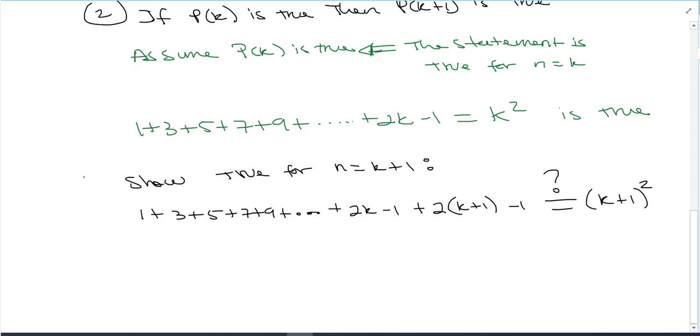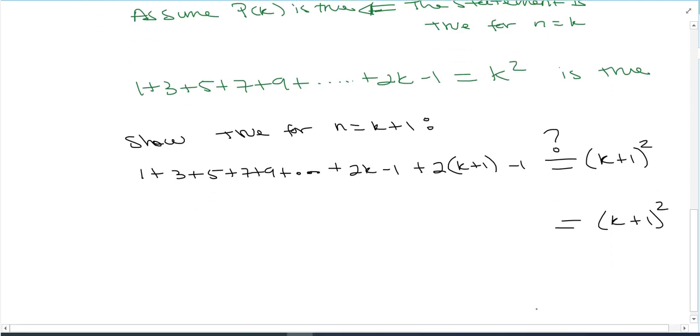With proofs by induction like this, always stay working on just one side and show that it equals the other. This isn't an equation, so don't move terms from one side to the other. This side is always going to stay k plus 1 squared, and we're just going to manipulate the left side to see if these are in fact equal.